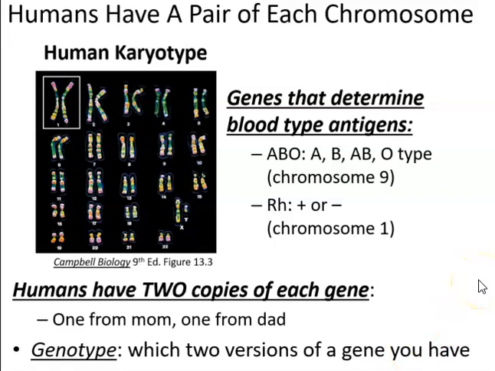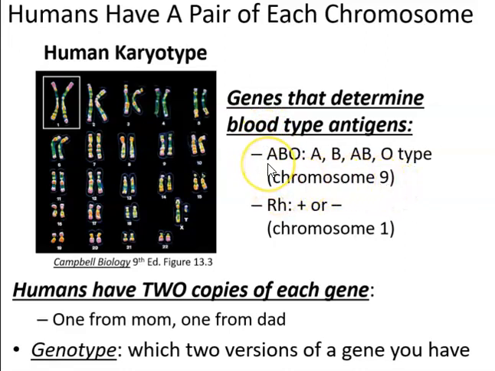So the human body has 23 chromosomes, and we know that there are genes that determine blood type antigens. If you see this picture here, this is actually a human karyotype. A karyotype is just a map of chromosomes. So we have one set coming from mom and one set coming from dad. And we know that specific chromosomes actually determine blood types.